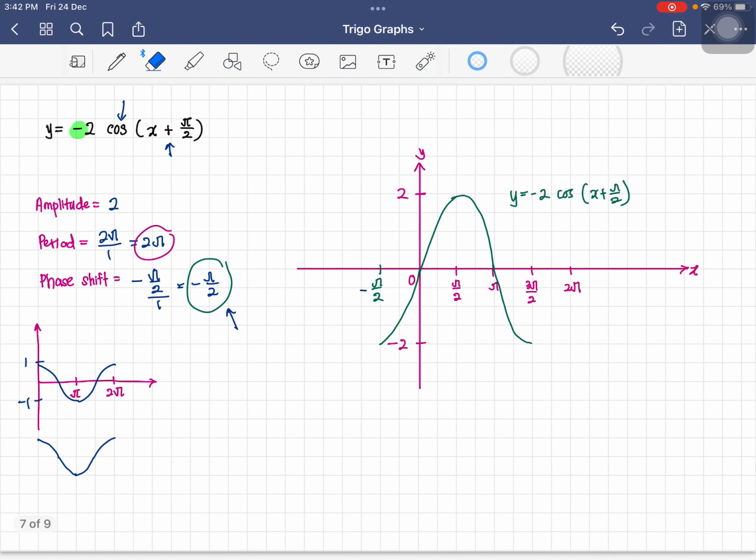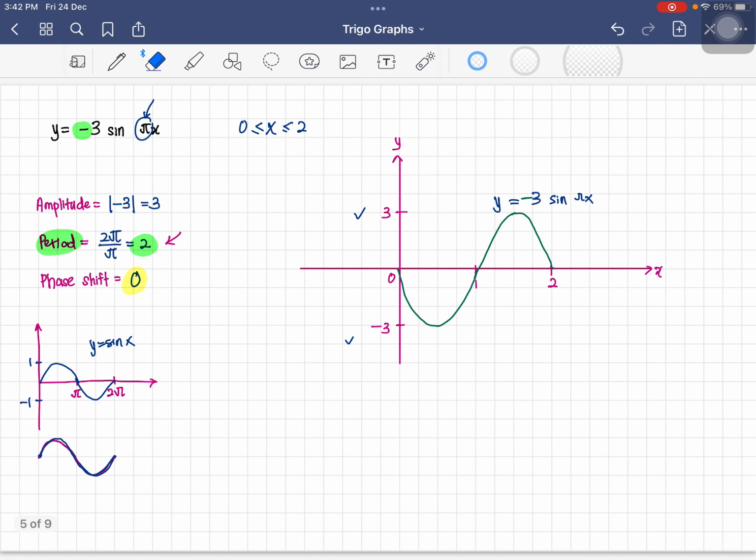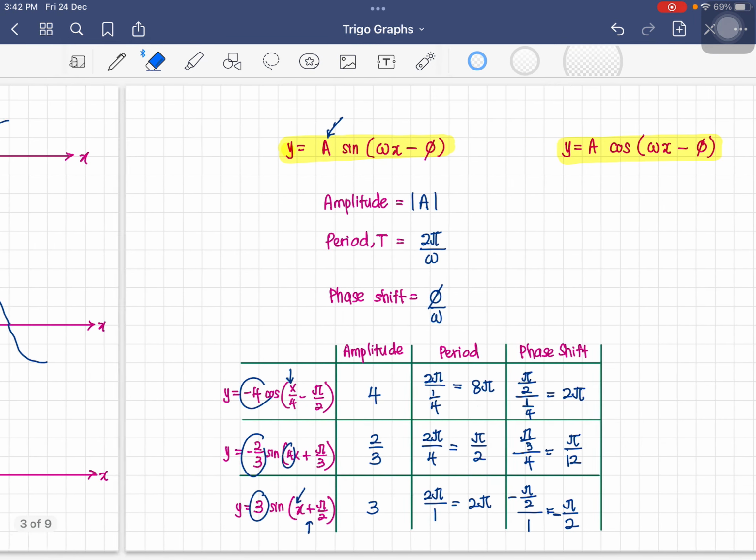Maybe for the next video, we'll look at this sketching of trigonometric graph by transformation. All right, so that's it.